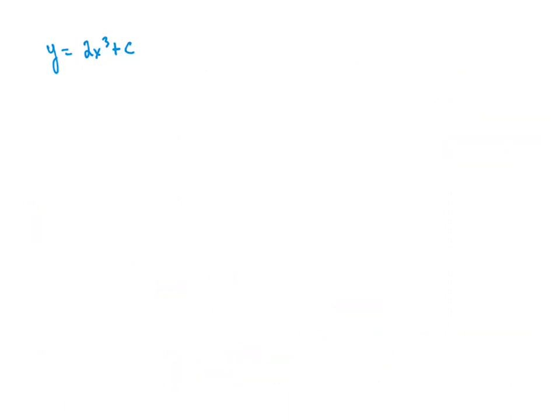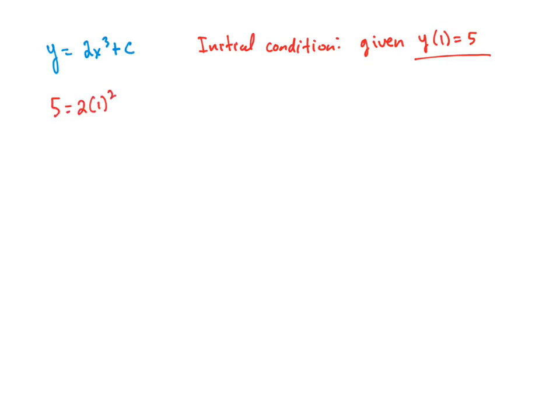So we had y is equal to 2x cubed plus c. Now let's give it an initial condition. Let's say it'll be written like this: given y of 1 is equal to 5. So there's our initial condition. One way we can interpret that is that the x value is 1 and the y value is 5. So we just make those substitutions into this equation, 2 times 1 cubed, and we solve for c. So 5 is equal to 2 plus c, so c is equal to 3 here.